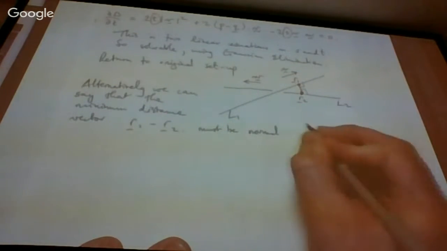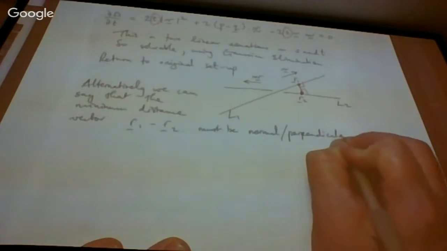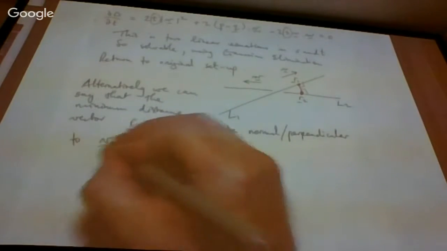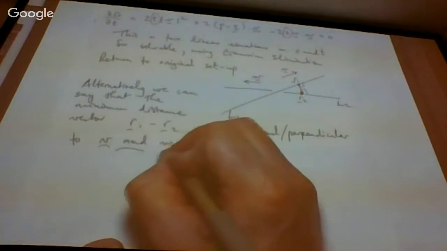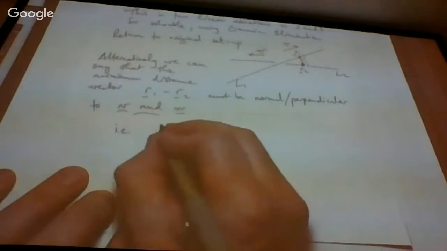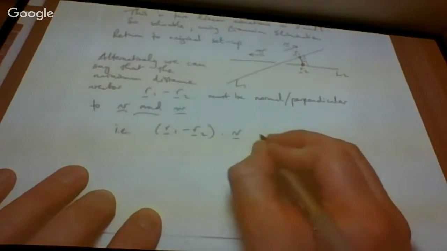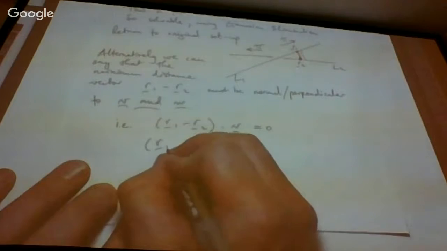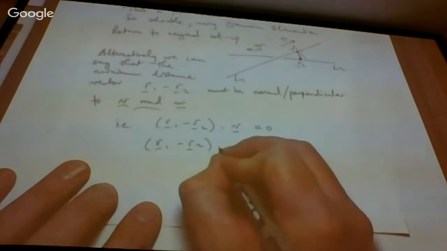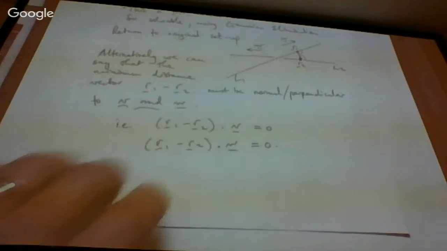normal to, perpendicular to both V and W. So that's another way to get the two equations out. Because in a vector type way, you can express this notion of being perpendicular by saying, well, that means R1 minus R2, and you take the dot product with V, you must get 0. And when you take R1 minus R2, you take the inner product with W, that must also be 0.